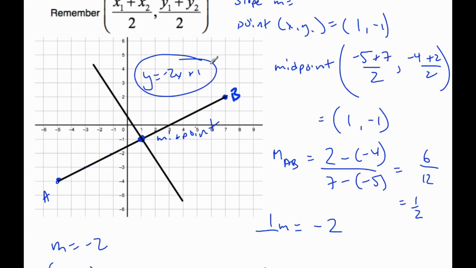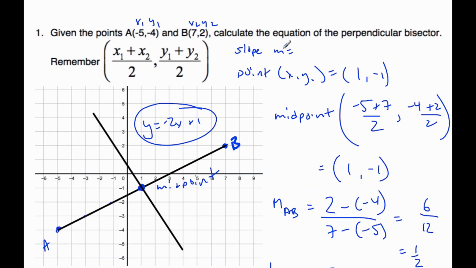So to summarize the perpendicular bisector, you find the midpoint of AB, which will be the point you'll use. You find the slope of AB, and then you negative reciprocal the slope to find your perpendicular slope.